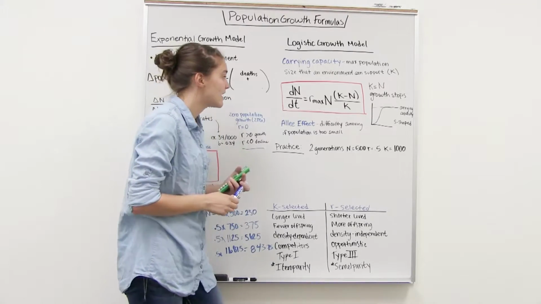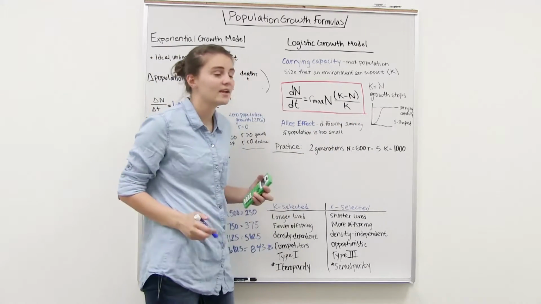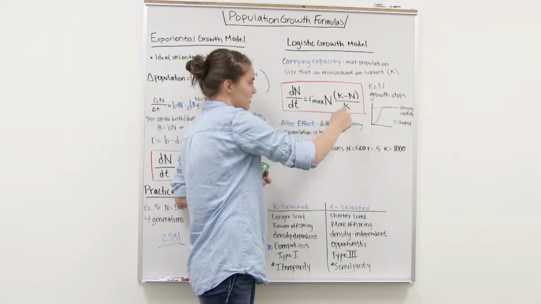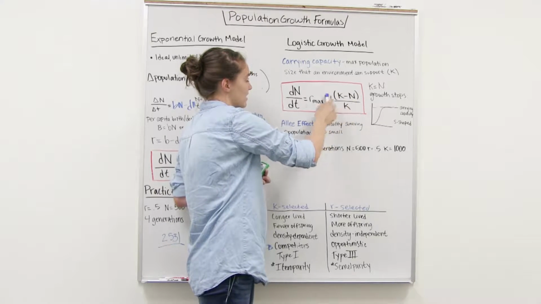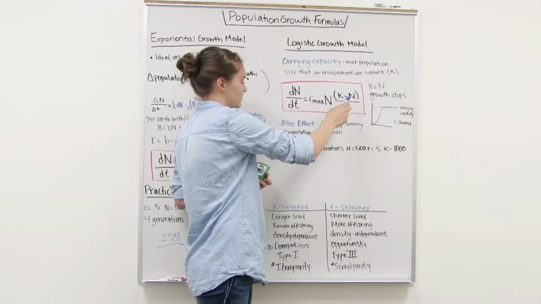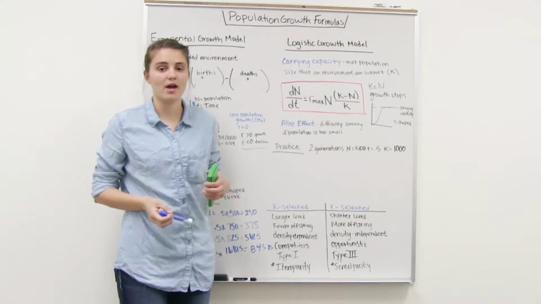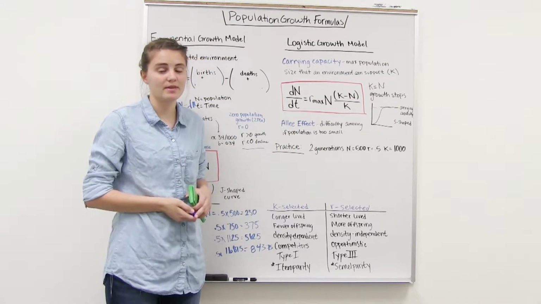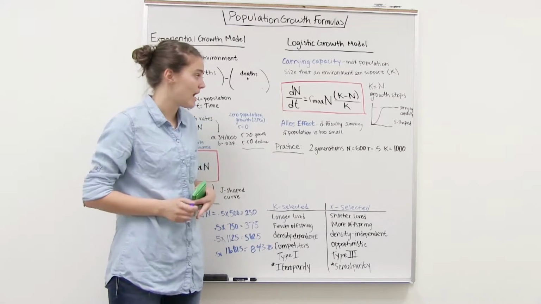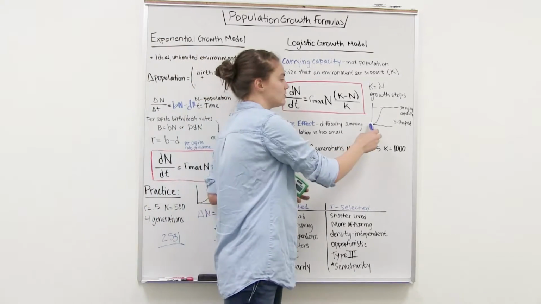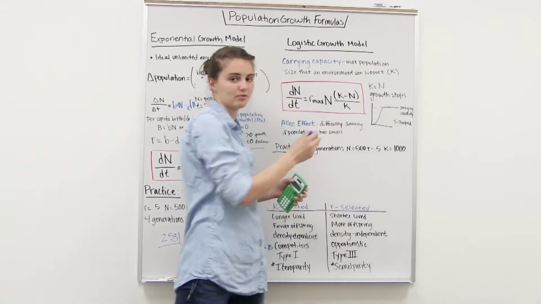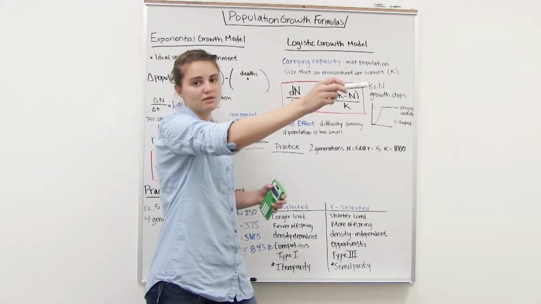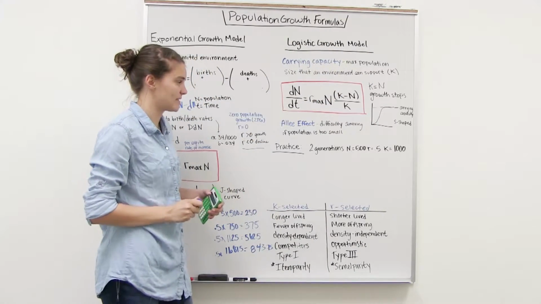And so if k ever equals n, then this is going to equal 0, and this whole thing is going to equal 0, and so then our growth is going to stop because we've reached our carrying capacity. And so the graph tends to look more S-shaped. We start off with some kind of exponential type growth, a lot of growth, and then we sort of level out as we start to reach carrying capacity.